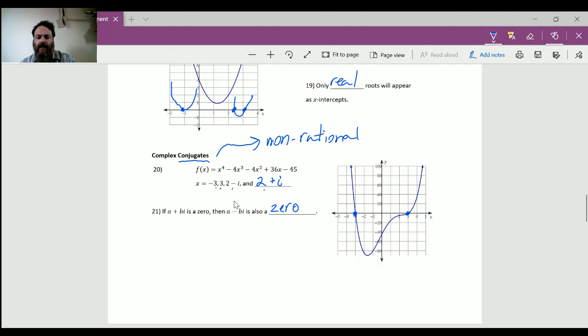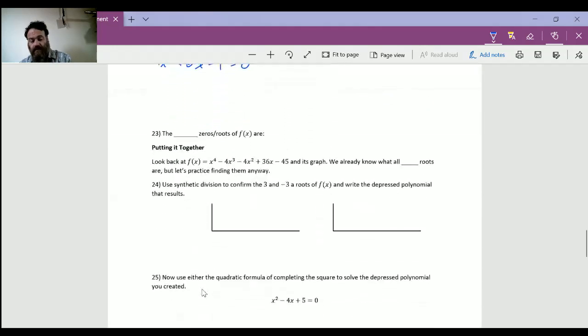Alrighty. And then, yeah, if 9i is going to be one of your roots, then -9i will be. If we wrote 9i down, that's the same thing as saying 0 plus 9i, so 0 minus 9i would also be one of the roots in that example. Alrighty? Cool. Is that good for everybody, I think? Okay, cool. So here we go.